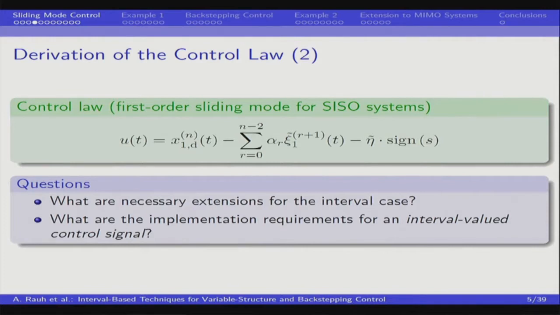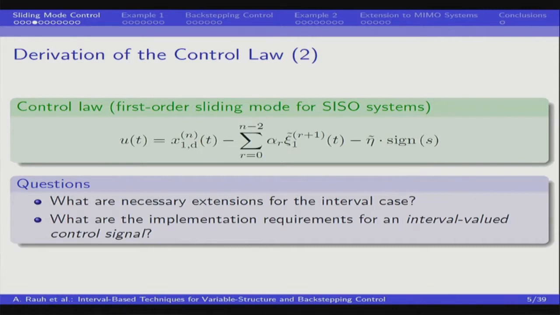You end up with a control strategy U that depends on some dynamic feed-forward control, you could say, on the sliding surface, and in cases where you're not exactly located on the sliding surface, you're activating a variable structure term, which depends on the sign of the tracking error.